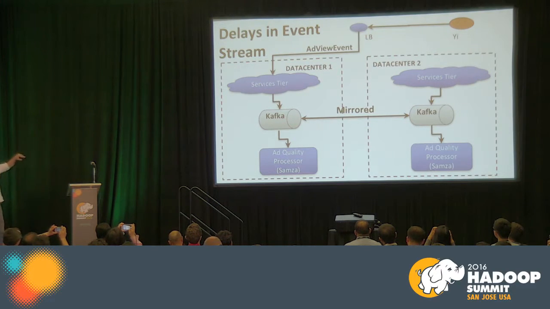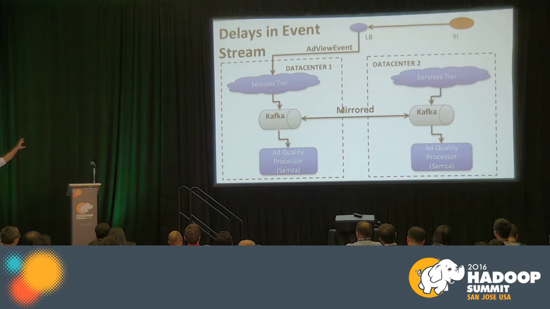So here we show that ad view events and ad click events for the same member usually come to the same data center. They will be captured by the serving layer, sent to Kafka, and then replicated across colo to the other data center 2, and the ad quality processor in both data centers will see all the events and generate the ad quality report. So here, in the healthy case, it's all good. The ad quality processor usually sees the ad view events first, and then the ad click events later, and then it can do a timely aggregation of the two events join, and get the ad quality report.